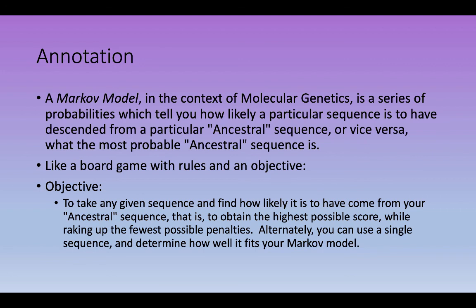It's like a board game with rules and an objective, right? That's how we like to think about this Markovian model. The objective is to take any given sequence and find how likely it is to come from an ancestral sequence. That is, obtain the highest possible score. What's the best possible score? Well, racking up the fewest possible penalties. So what's the best match in this case?